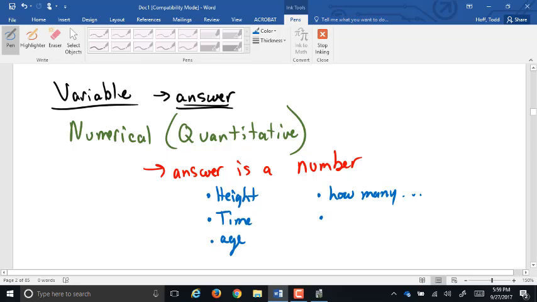Too many. If you had your way, one less. How many questions? This is what numerical variables are.